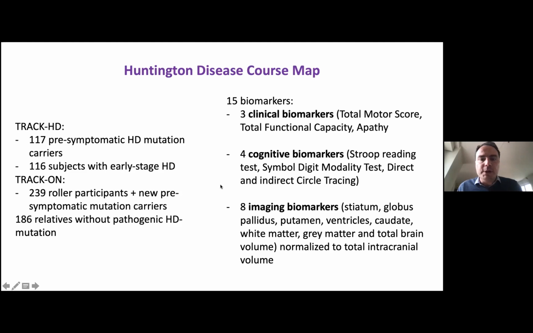And just to give you a more realistic example, here in a study of Huntington disease, we have a longitudinal data set of many subjects. For each of these subjects, we measure 15 different biomarkers. So here we are in dimension 15 with different clinical biomarkers, cognitive biomarkers, and imaging biomarkers. By imaging, I just mean we extracted from the MRI the volume in some specific brain regions, so striatum, globus pallidus, putamen, ventricle, caudate, plus more global measurements in white matter, gray matter, and total brain volume. So it's just 8 measurements, and that's it. It's not the whole image. I will come back to that later.